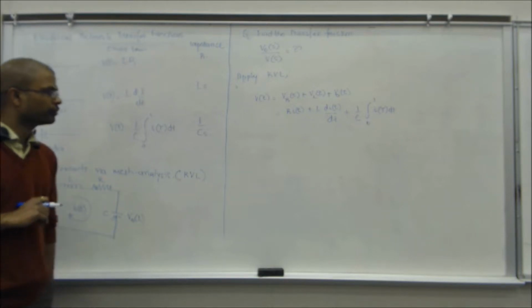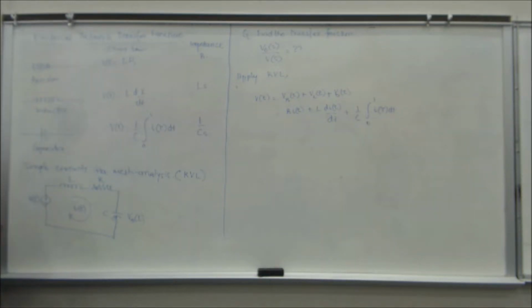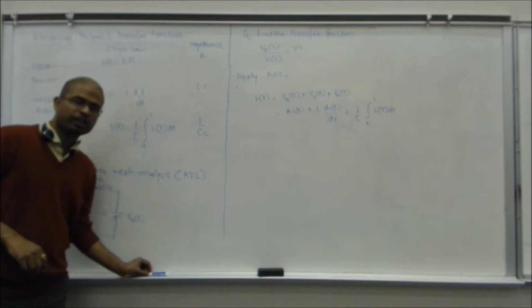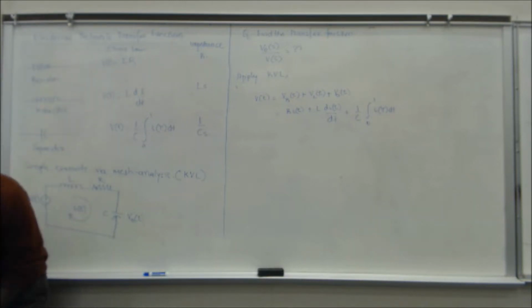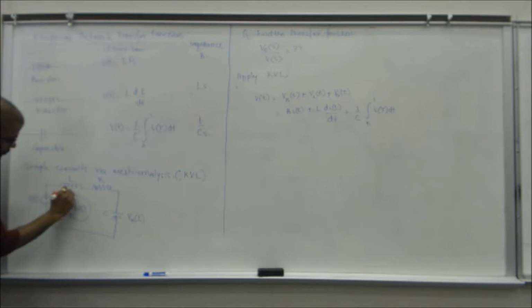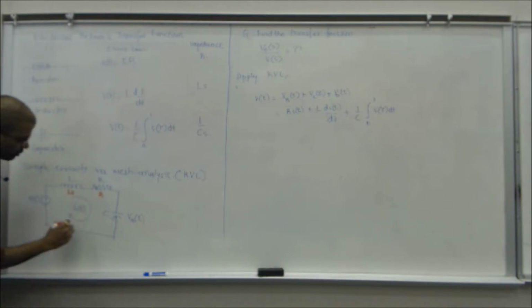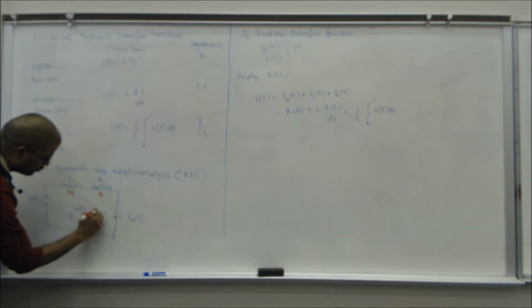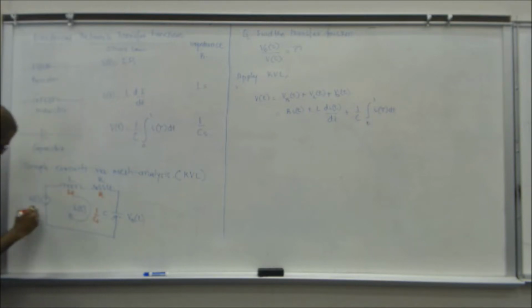So the first thing when you are given such an electrical circuit is you write the impedances. In your assignment or in your exam, you write the impedances. What is the impedance for L? LS. What is the impedance for R? R. What is the impedance for C? 1 over CS. This is V(s), and this is I(s). Got it?